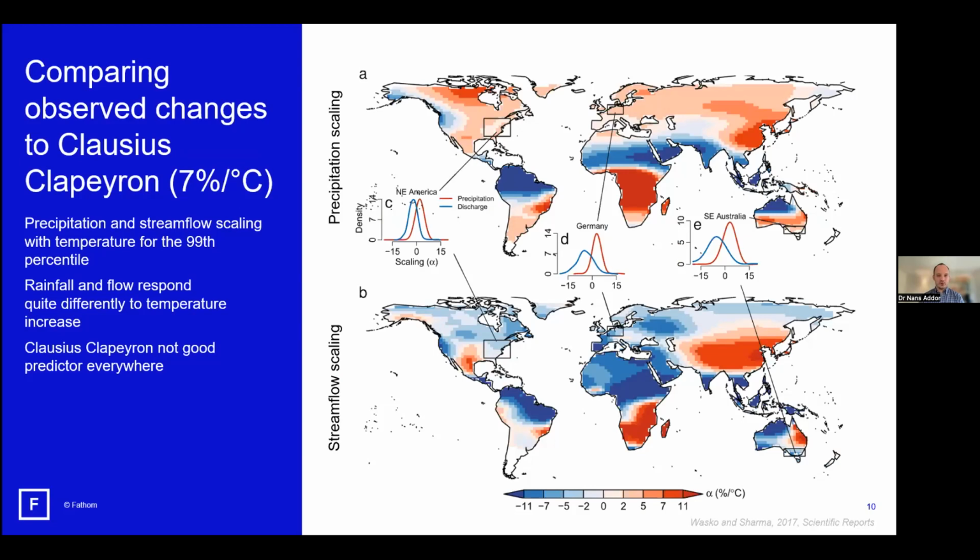And what you see when you compare these two maps is that rainfall and flow respond quite differently to a temperature increase. But what's really interesting, I find, is that if Clausius-Clapeyron was a good predictor everywhere for extreme flow and extreme rainfall, then these two maps would be dark red, and definitely they're not. There are many regions where we don't see a change in extreme flow, and there are many regions where we actually see smaller flood peaks. So I think this paper is a good illustration of the limitations of using the Clausius-Clapeyron law to make predictions worldwide.